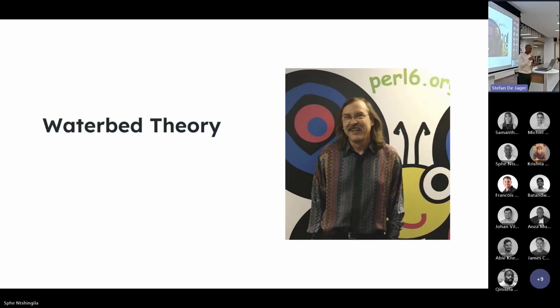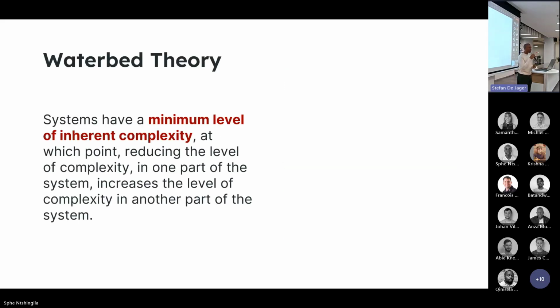Attributed to Larry Wall, a linguistics enthusiast who created the Perl programming language, is this idea of the waterbed theory, which states that systems tend to have this minimum level of inherent complexity, at which point, if you try to reduce this level of complexity in one part of the system, it tends to increase in another part of the system.